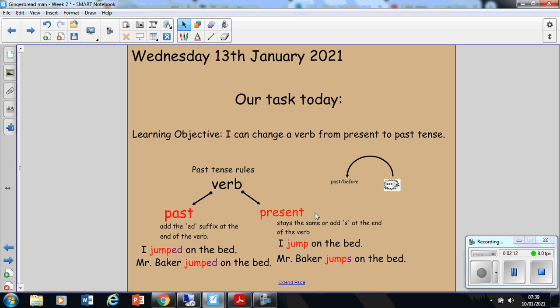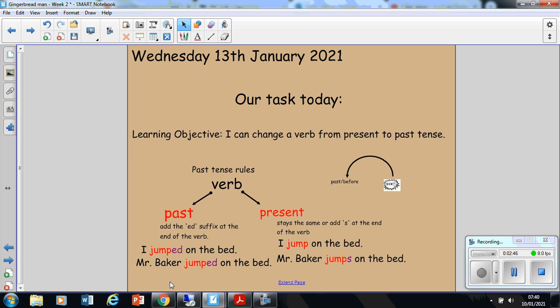So we already remember our present tense rules, where it either stays the same or you add the S suffix at the end of the verb. So I've got I jump on the bed, or Mr. Baker jumps on the bed. That makes absolute sense. But when we talk about the verb in the past tense, all you have to do is add ed at the end. The ed suffix helps us understand that it's happened in the past.